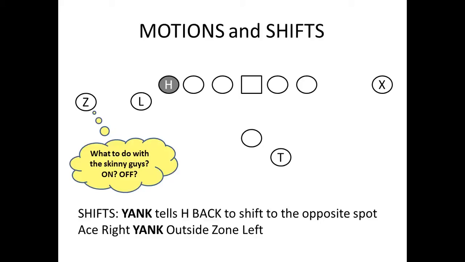That way you don't have the X and the Z having to worry about on or off, and we're snapping the ball and you get a 5-yard penalty, which is not good. It's really up to you. So, for example, that original formation was ace right, we yank, we gain the edge, we run outside zone to the left.